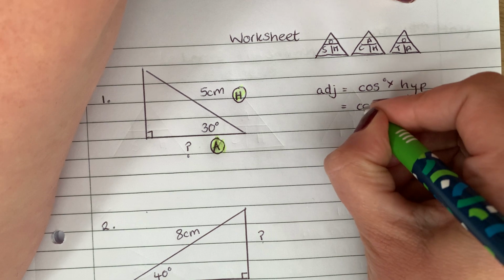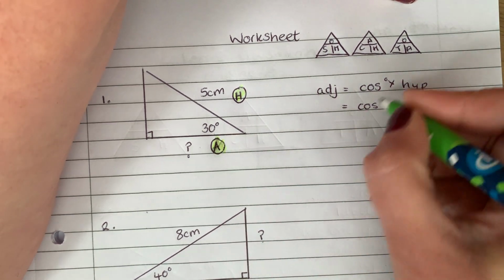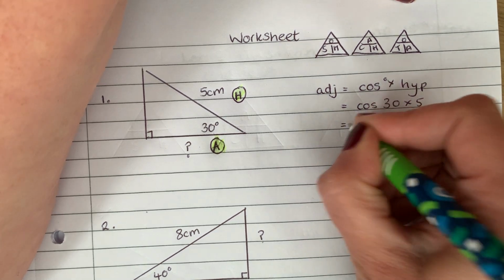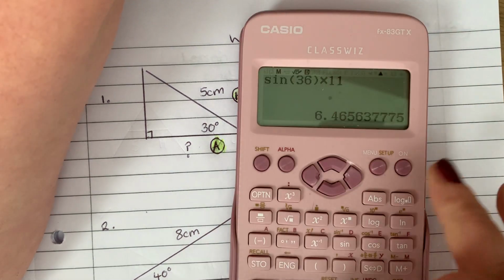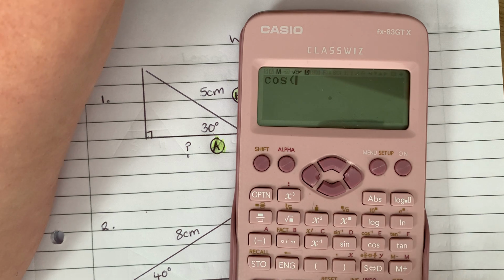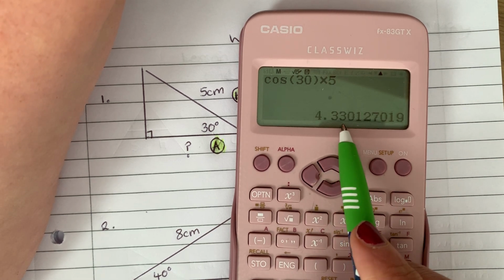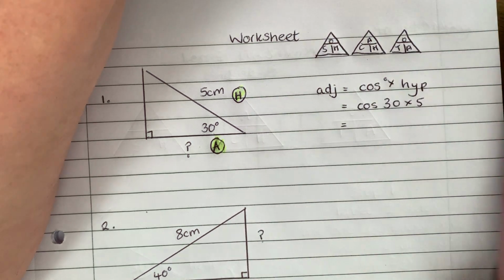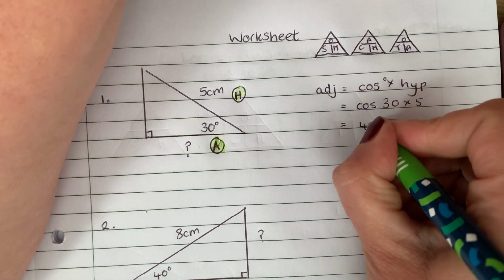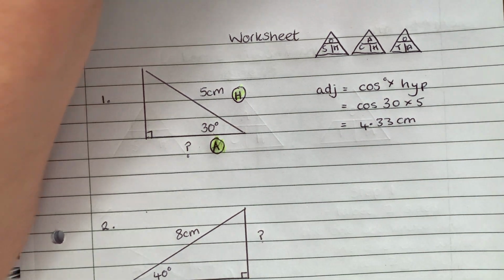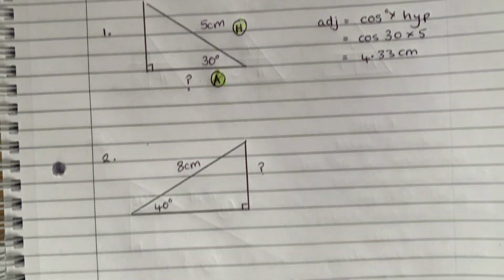So then we're going to put in the numbers. It's going to be cos 30 and the hypotenuse is 5. We type that in our calculator. So cos 30, closing off my brackets there, times by 5. It gives me 4.33 to 2 decimal places. And that again will be centimetres. Okay, let's try the next one.